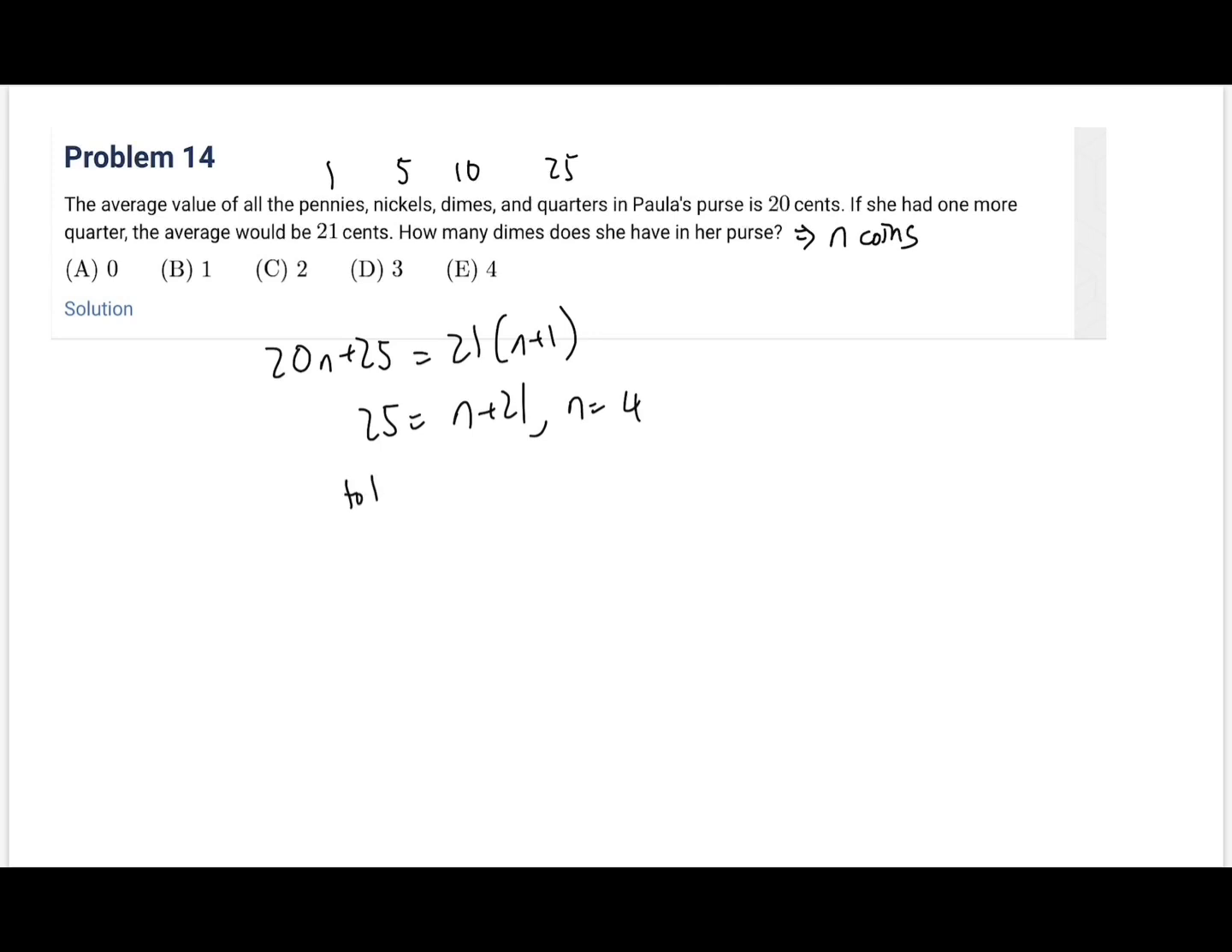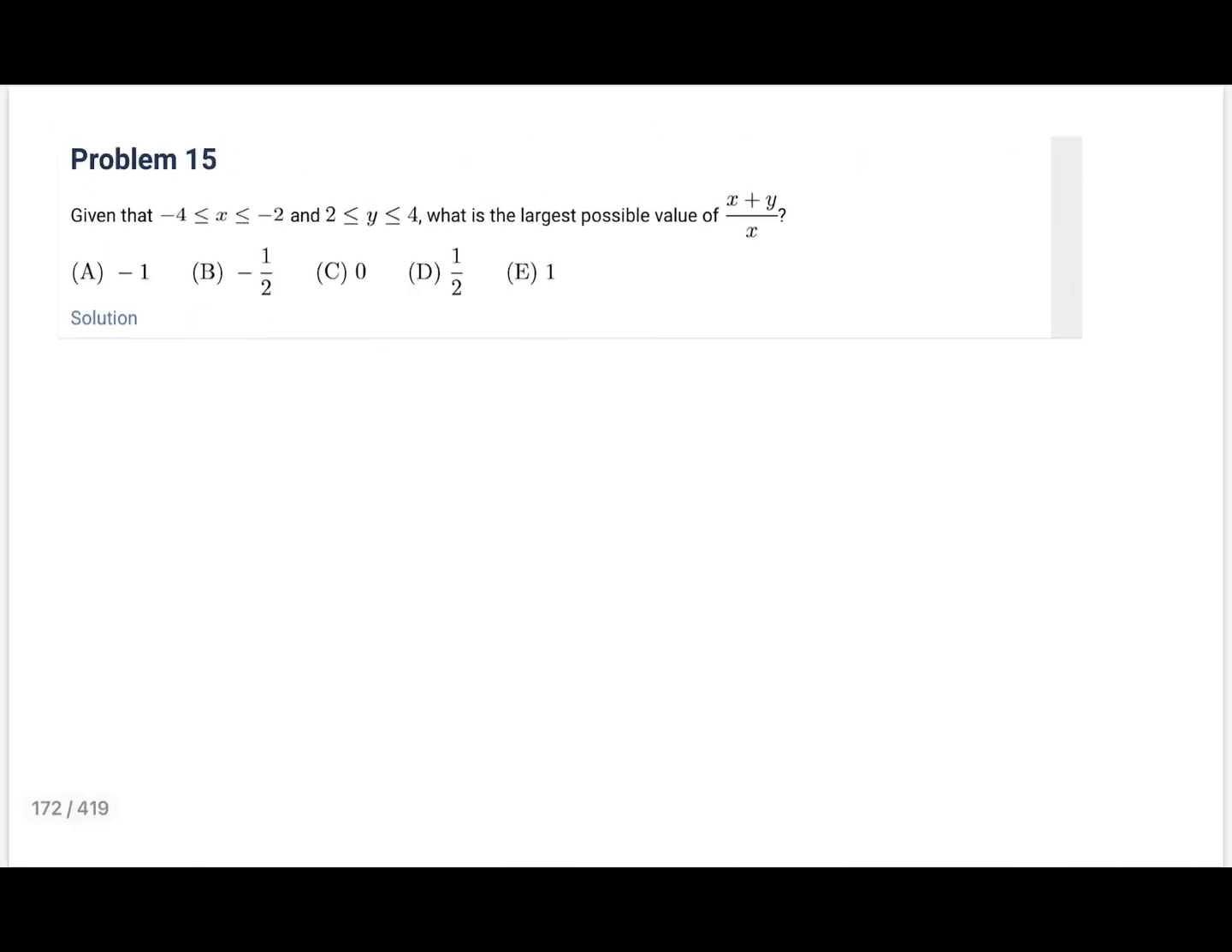So the total now would be 4 times 20 cents, so 80 cents. And so this would be 50 cents plus 30 cents, right? So 25, 25, 25, and 5 cents. So she has 3 quarters and 1 nickel. And how many dimes does she have in her purse? She has no dimes, so the answer is A.